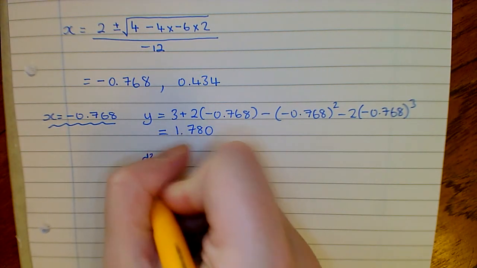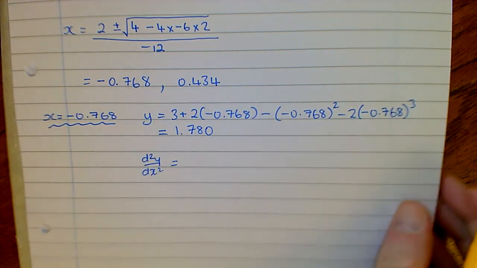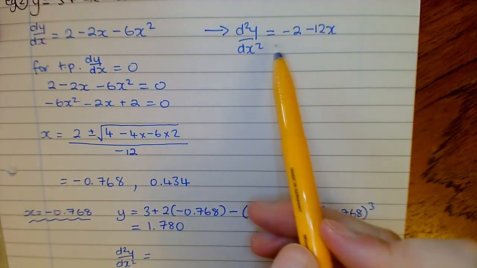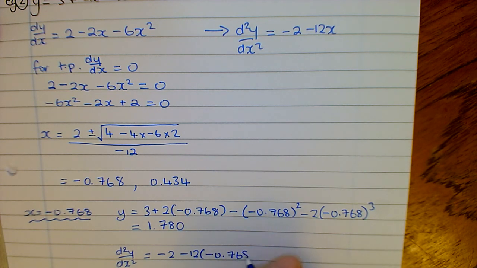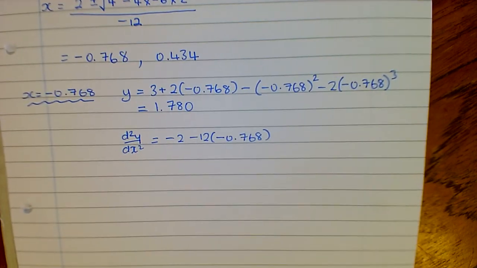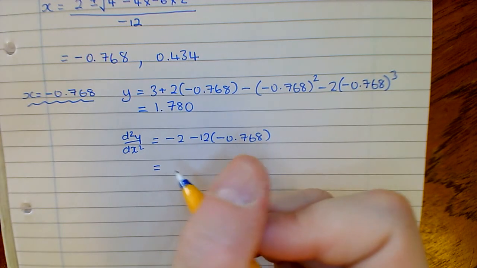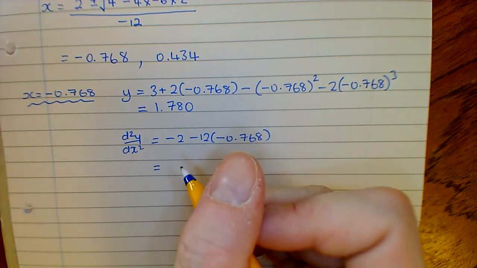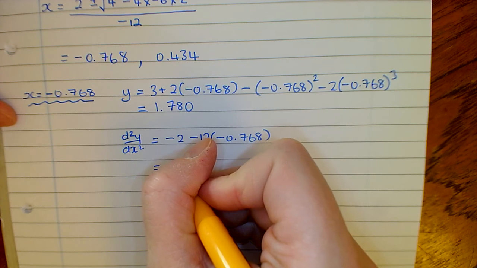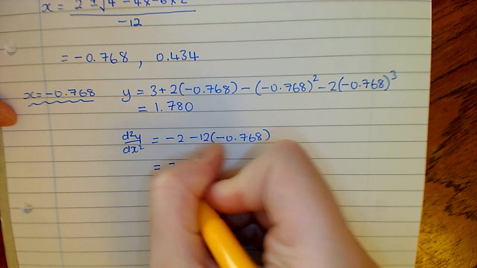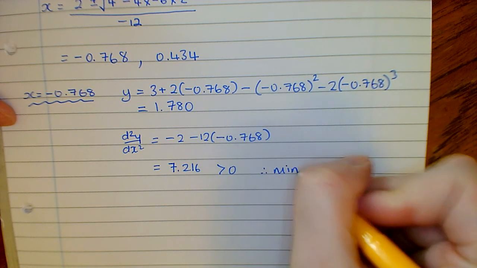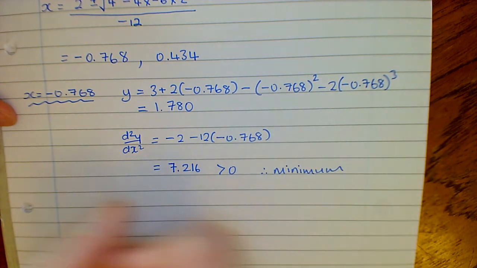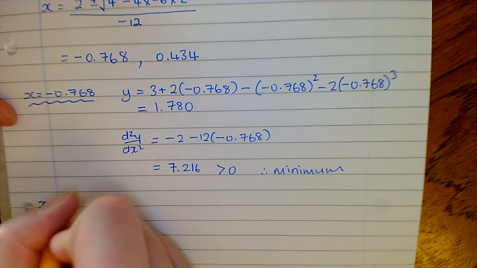And when we put all that in, we find that our y value is 1.780. And then finding our d2y by dx squared, it was minus 2 minus 12x, so minus 2 minus 12 times minus 0.768. That turns out to be 7.216. That's greater than naught. Therefore, it's a minimum.